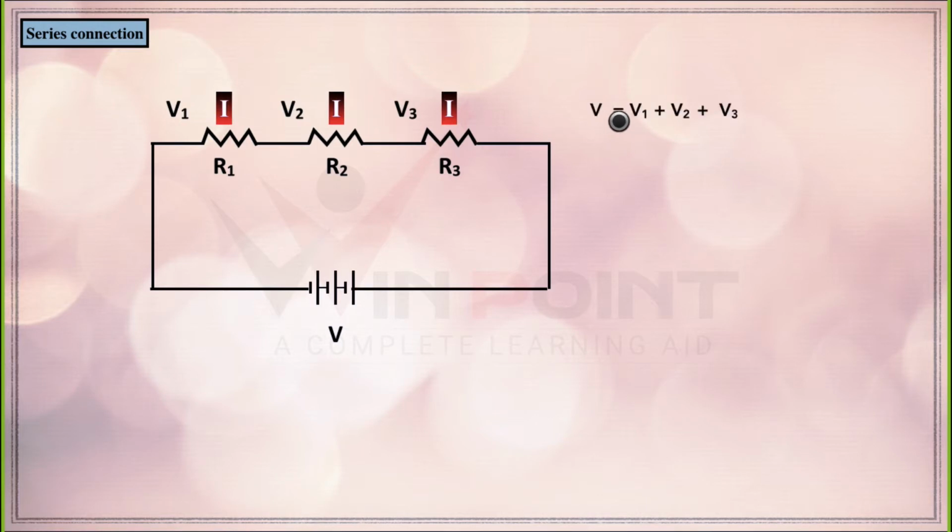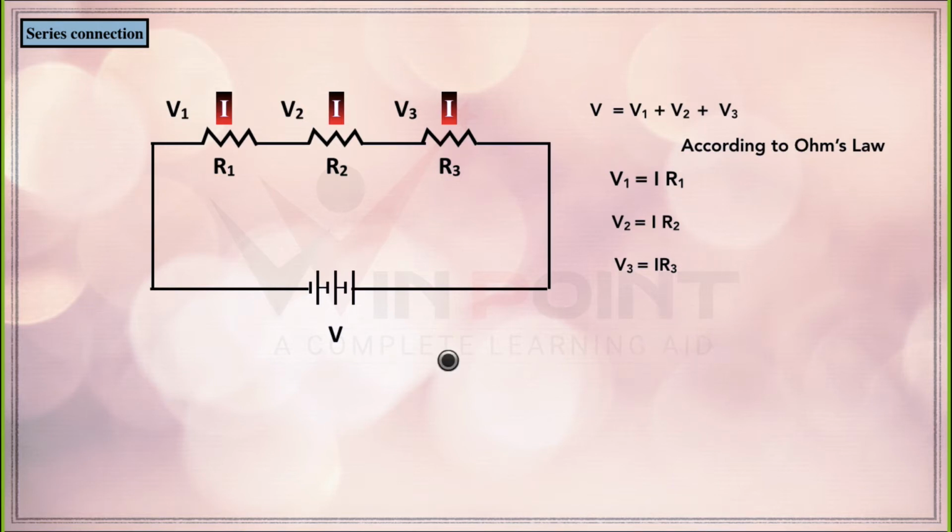How to find the total voltage? V equal to V1 plus V2 plus V3. According to Ohm's law, what is the equation for V1? V1 will be equal to IR1 because I is the current here. For V2, it will be IR2, because the current is I and the resistance is R2. And V3 will be IR3, right?